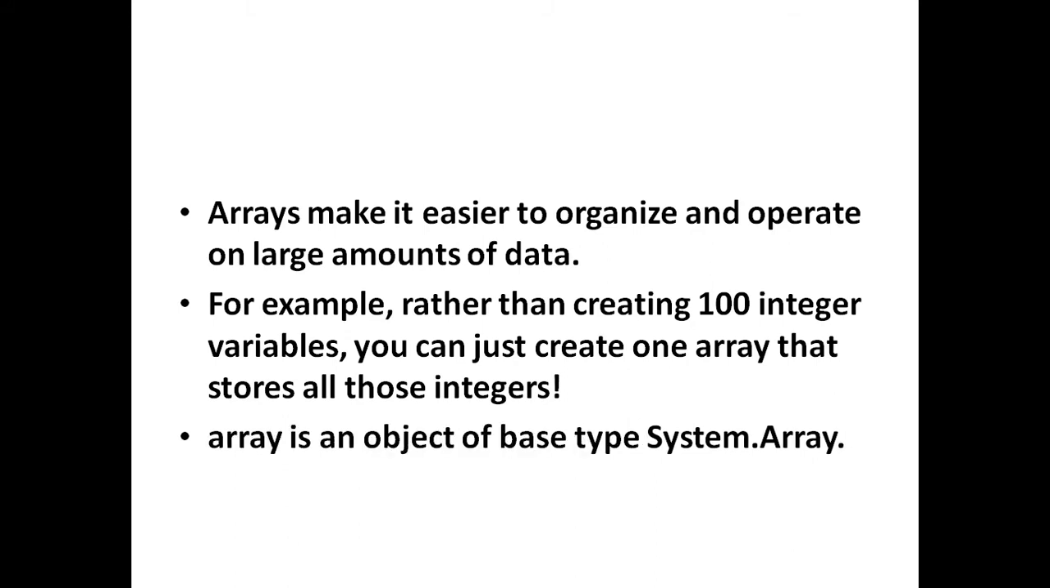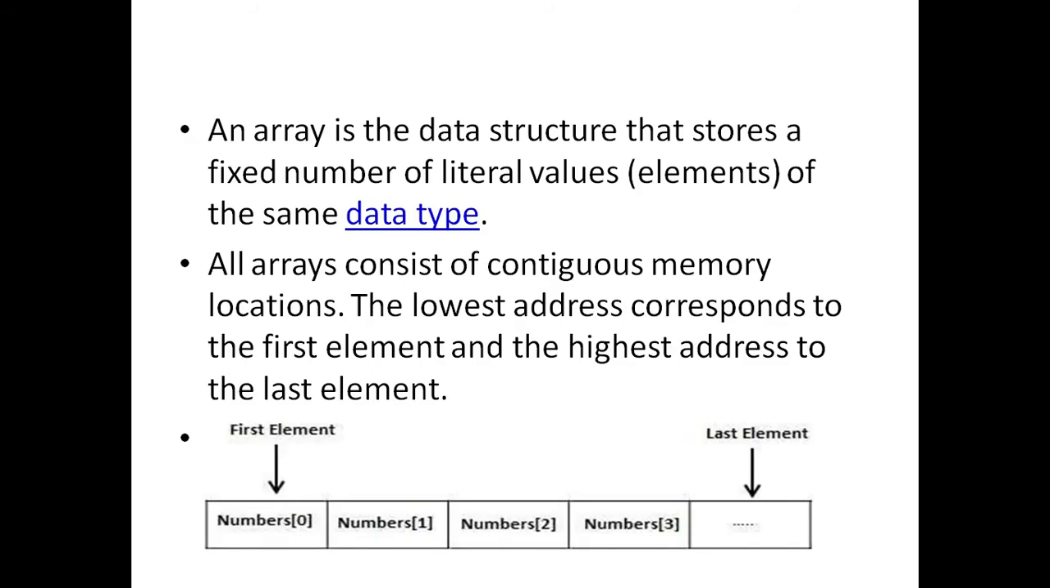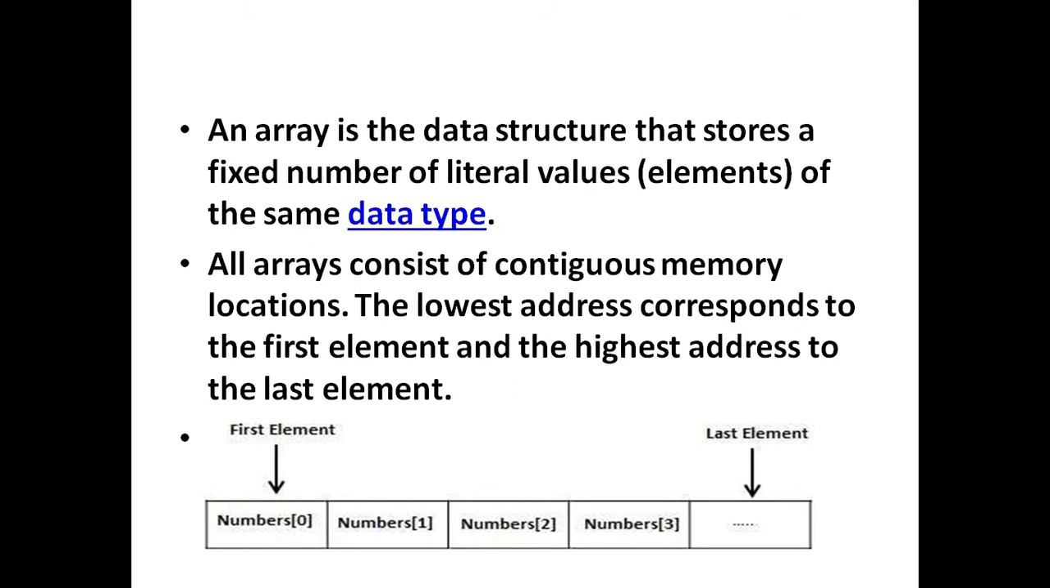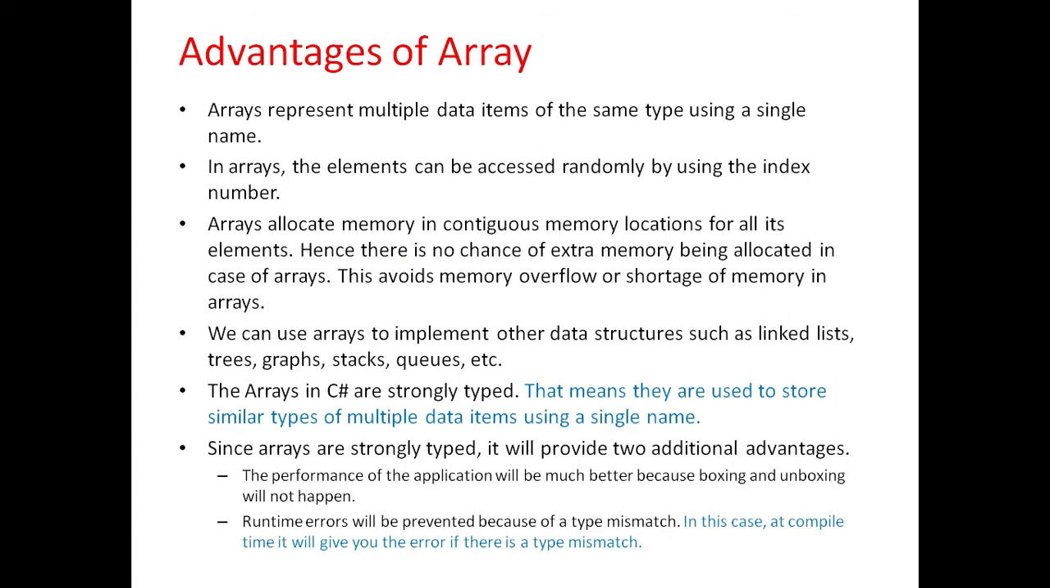Array is an object of base type System.Array. An array is a data structure that stores a fixed number of literal values of the same data type. All arrays consist of continuous memory locations. The lowest address corresponds to the first element and the highest address to the last element, as shown in this figure. Next we will see advantages of an array.